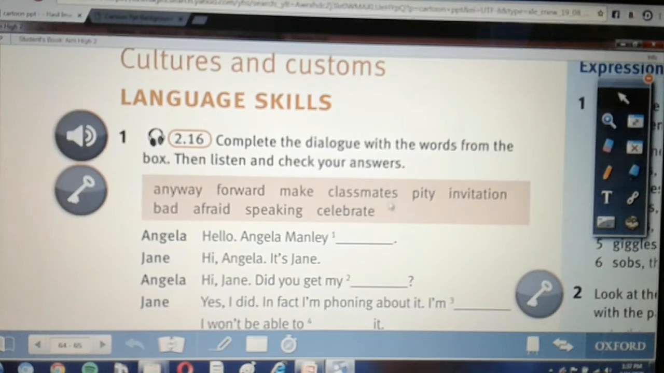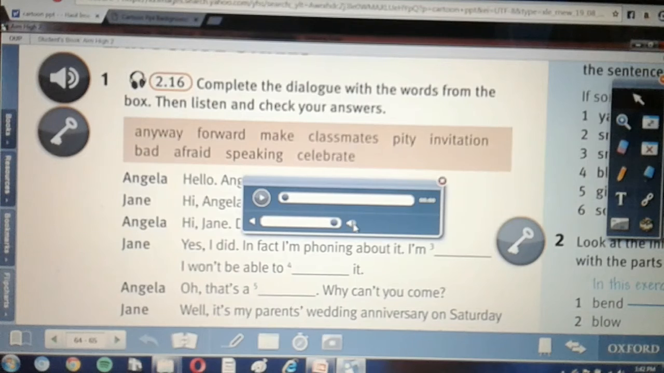In the first part, you have to complete the dialogue below with the words from the box. And then I will play an audio for you and you can listen to it and check your answers. That's why I want you to pause this video and write down your answers first. After that, you can check your answers by playing the audio again. Listen to the audio carefully and check your answers.